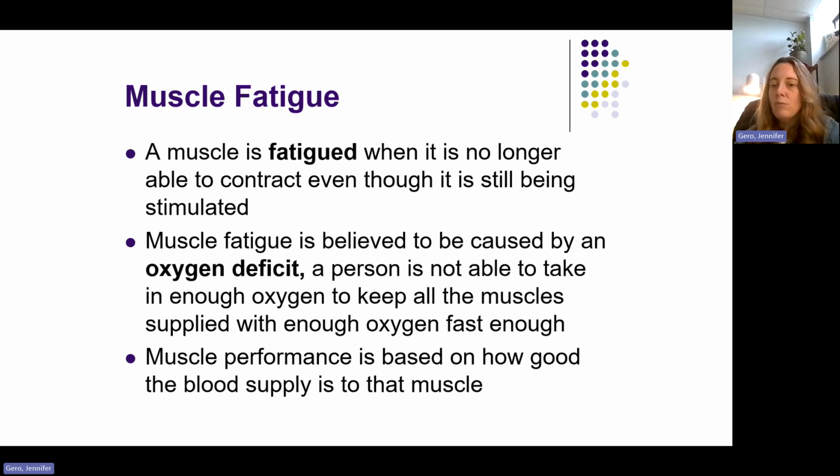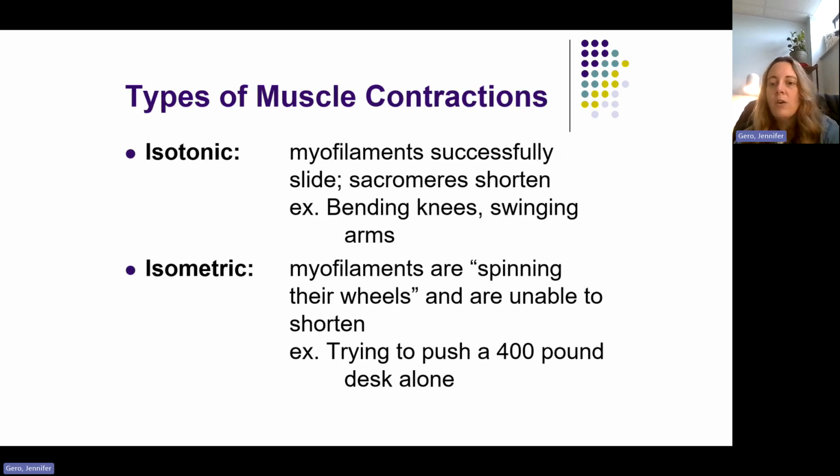Muscle performance really is affected by blood supply, and different types of exercise are going to affect the muscles differently and affect blood supply. There are 2 different types of muscle contractions. Isotonic muscle contractions occur when the actin can actually successfully slide. Okay. When there is sliding in the sliding filament theory. So like this is isotonic contraction right now.